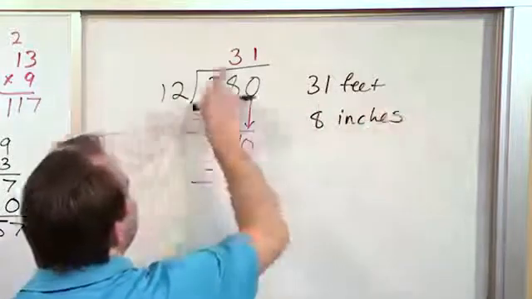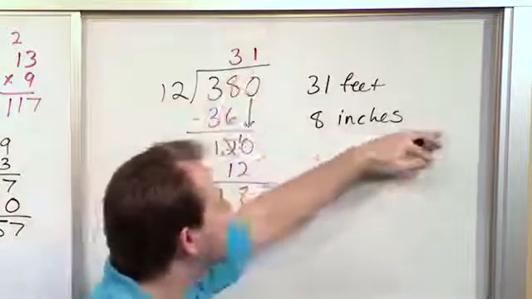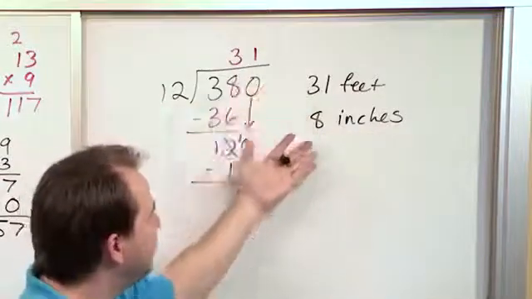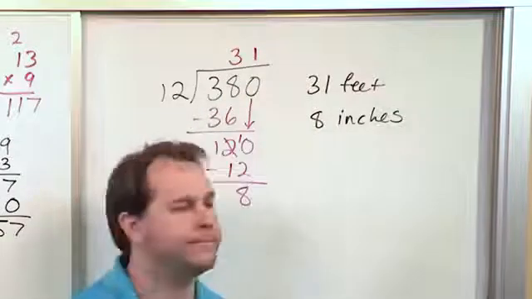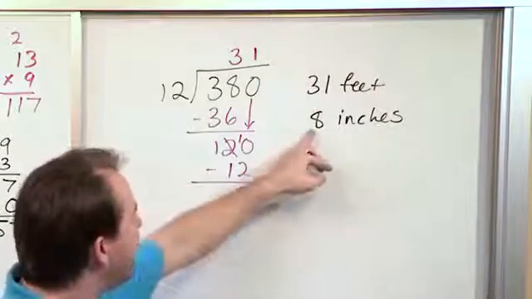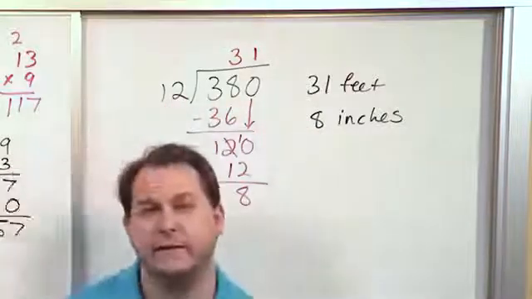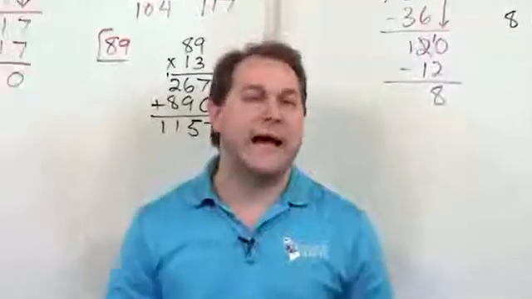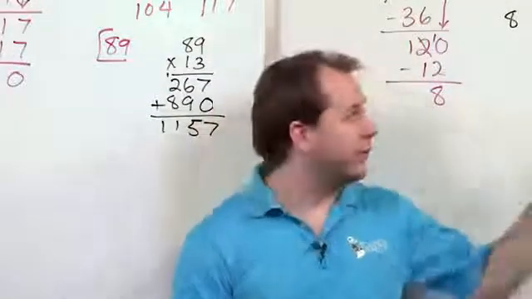So I tried to figure out how many feet this fence was, and I figured out it was 31 whole feet, but there was 8 inches left over, so it couldn't be 32 feet. I have to just hang on to the 8 inches and say it was 31 feet, 8 inches. Notice that the remainder of 8 is less than this. So that's what it always has to be. The remainder has to be less than what's outside of that division symbol. So 31 feet, 8 inches, where the remainder is 8.